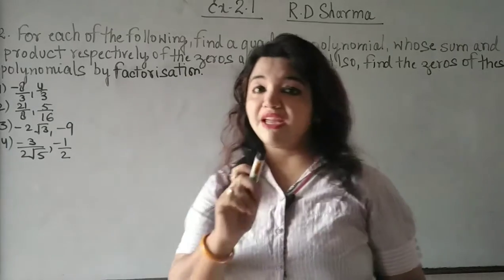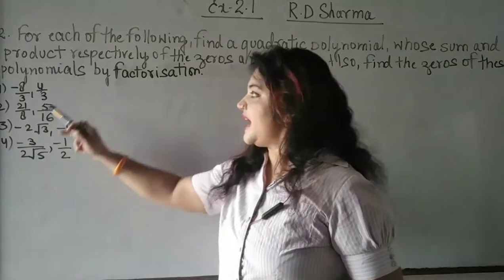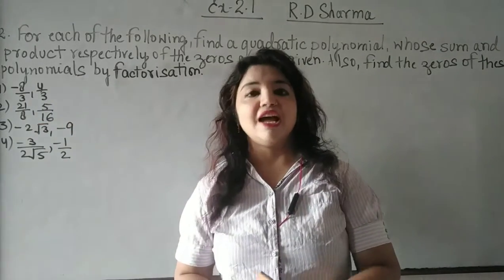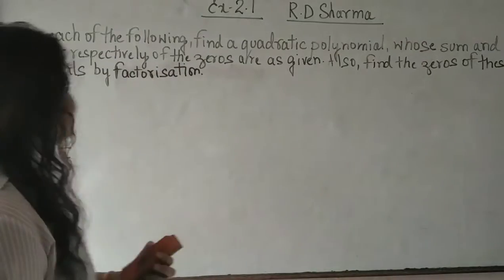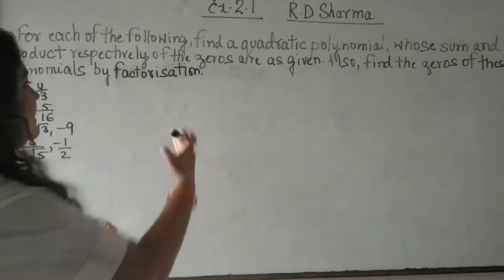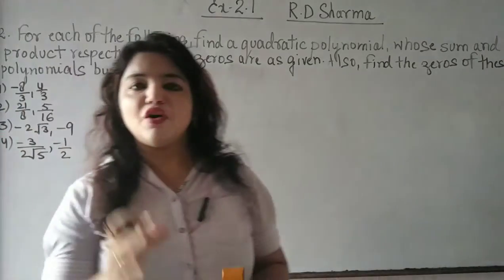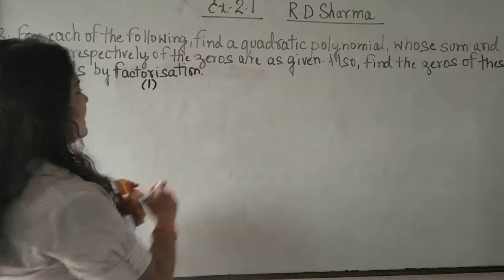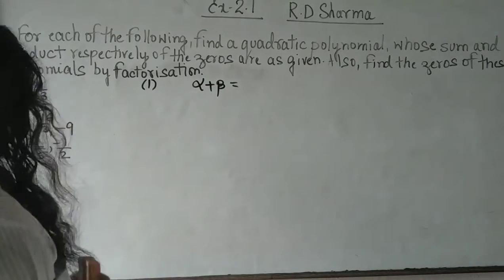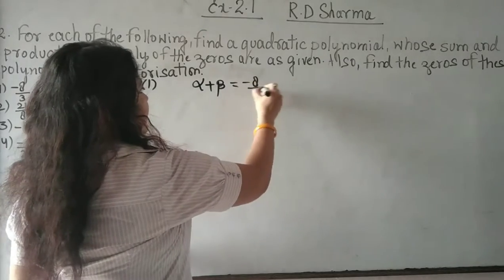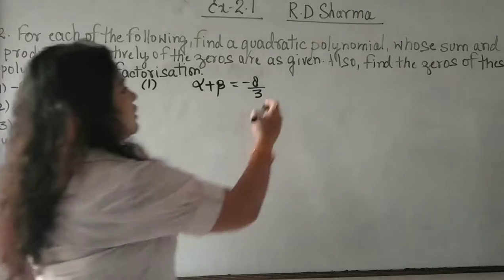So what is given? The sum of the zeros and the product of the zeros are given, and we have to find the polynomial. Okay, let's start, I'm taking sum number 1. The sum of the zeros is given, so I can write alpha plus beta is equal to minus 8 by 3. And the product of the zeros is 4 by 3.